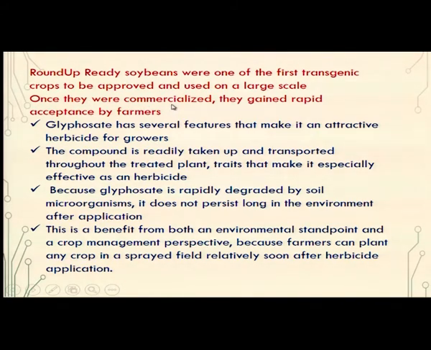The Roundup Ready soybeans were one of the first transgenic plants to be approved and produced on a commercial scale. Once they were produced at a commercial scale, they gained rapid acceptance by farmers. So what makes glyphosate very acceptable to the farmers? One is that this compound is readily taken up and transported throughout the plant, and these traits make it especially effective as an herbicide. Glyphosate is rapidly degraded by soil microorganisms, so it does not persist long in the environment after application. It is biodegradable, so it is environmentally safe.